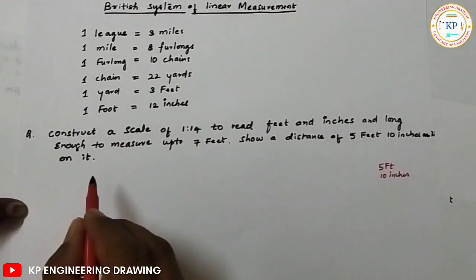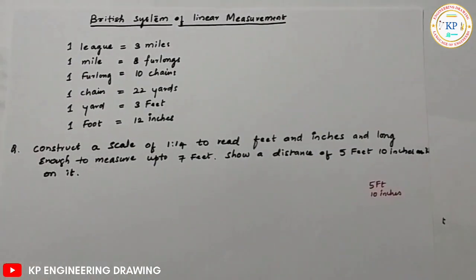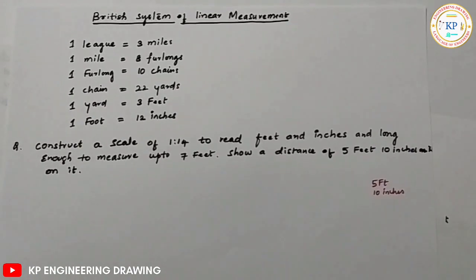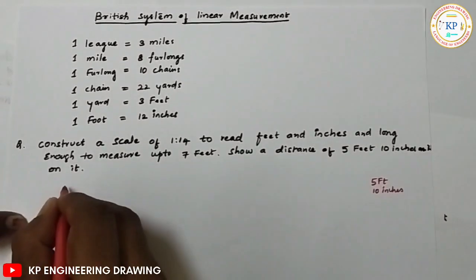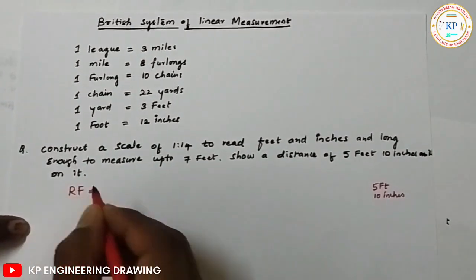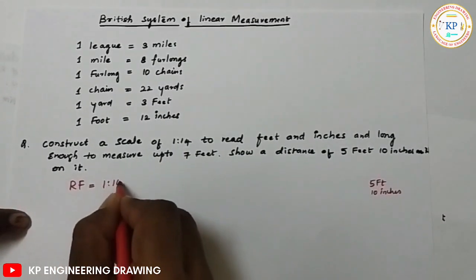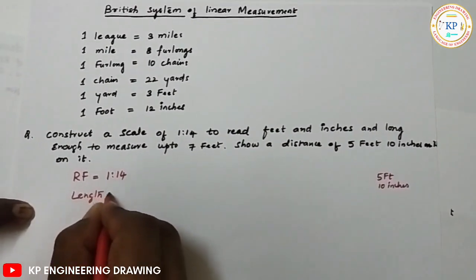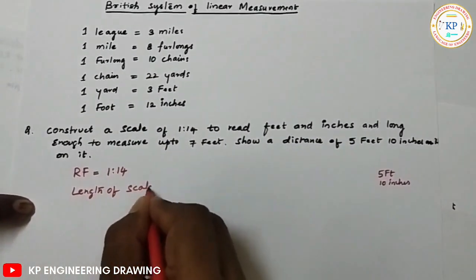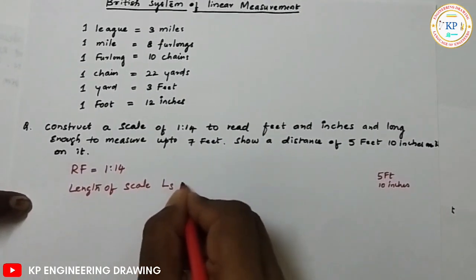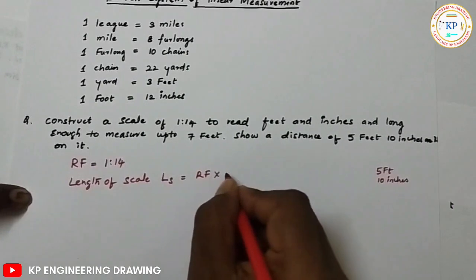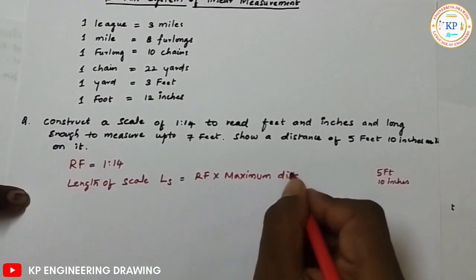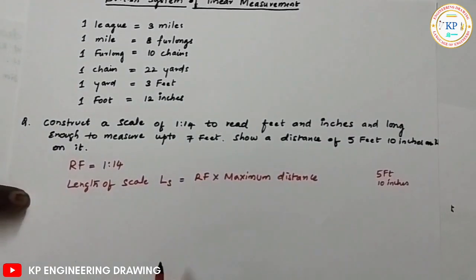So the problem is like this. First we have to find out, in this problem also, the representative fraction and the length of scale. In the problem RF is directly given as 1:14. We need to calculate the length of scale. LS is equal to RF into maximum distance or maximum length.